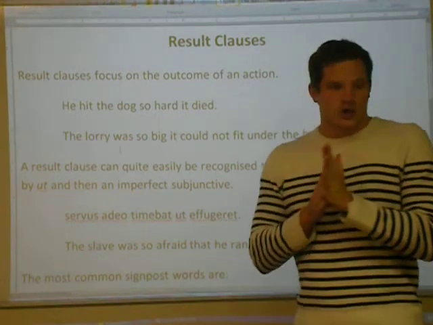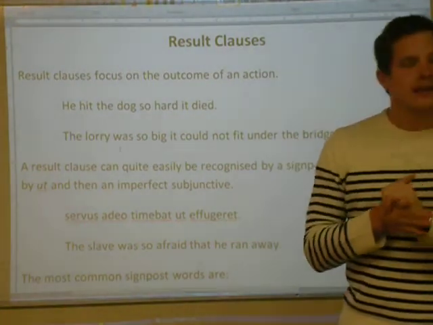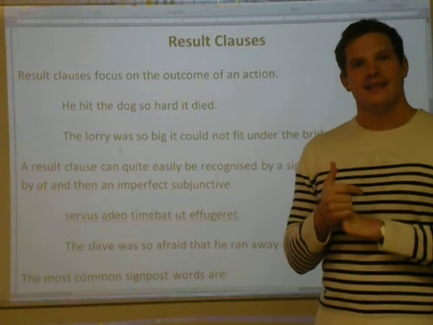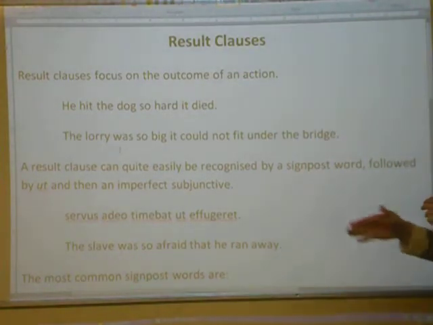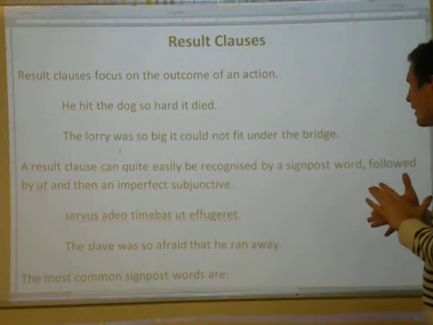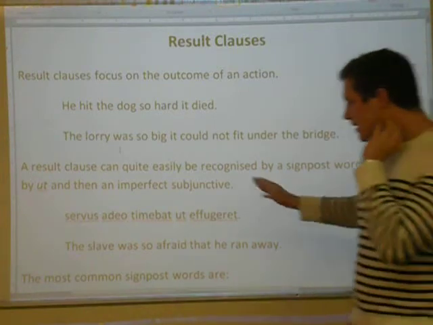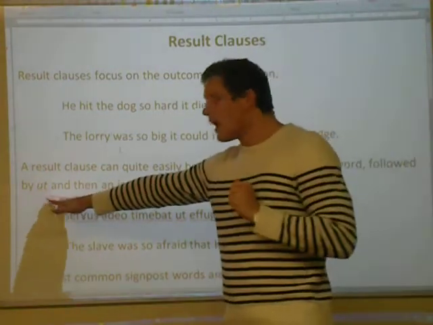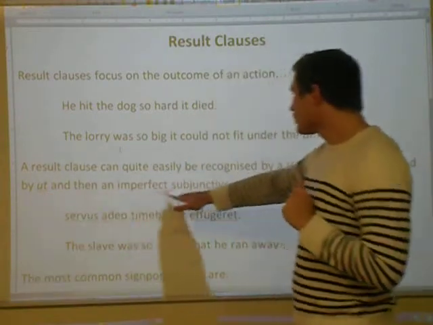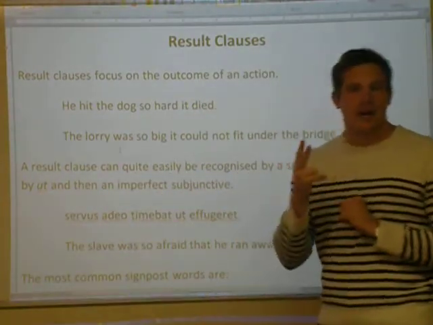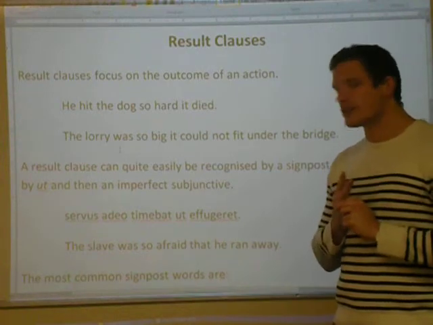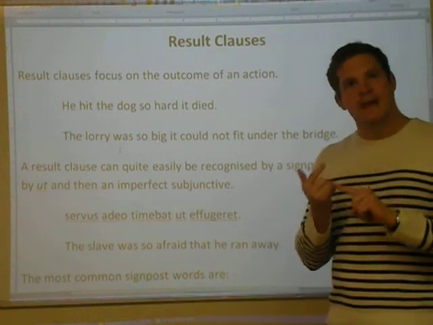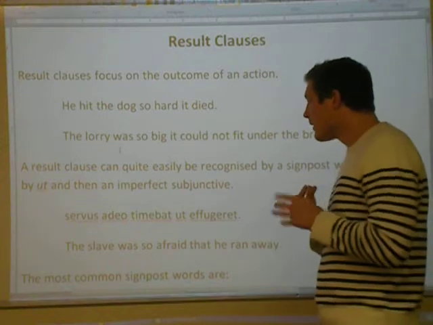Now a result clause is fairly easy to recognise in Latin, in that it uses what we call a signpost word. We're going to have a look a little bit more later at what signposts actually are, but this signpost word is followed by ut, which we've now met, and also the imperfect subjunctive. So this is now our third clause in Latin that uses ut and the imperfect subjunctive, after a purpose clause, and also some indirect commands as well.